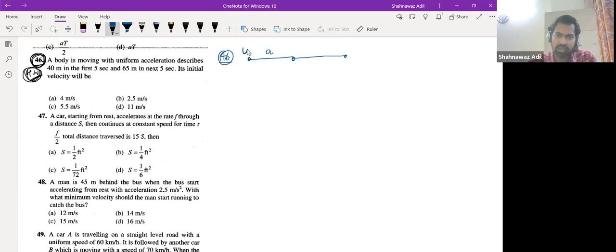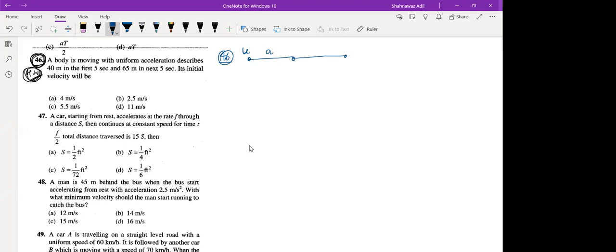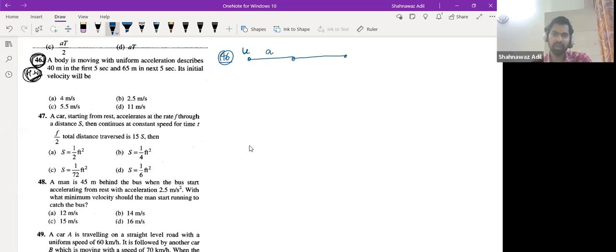So what are the two unknowns in this question? The initial velocity and the acceleration. Good guys. So now we have two unknowns, which means that we require two linear equations. So to do that, let us write down all the situation. So it describes 40 meters. So this distance is 40 meters, right?